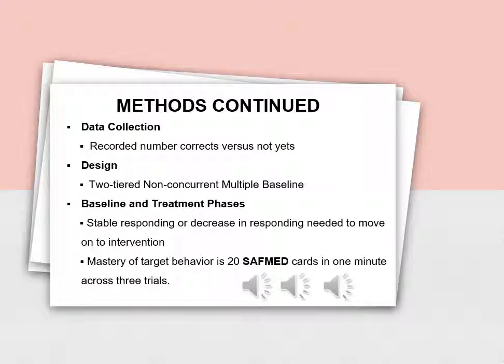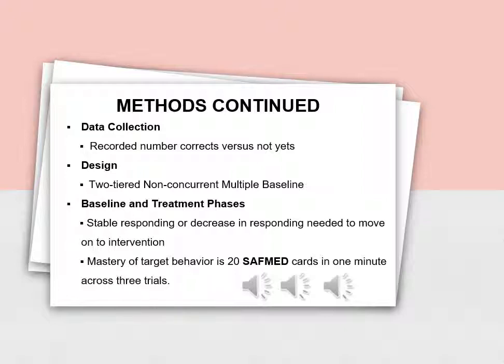Concerning baseline and treatment phases, prior to collecting baseline data, the participants in the group defined mastery of the target behavior, which was fluency, as being 20 SAFMED cards in 1 minute across 3 trials. Naomi and Alexandra were the first 2 participants to collect data, as they were the first participants from each tier. Both participants followed the steps outlined in our procedures section, recorded the data, and then graphed their data in Excel.